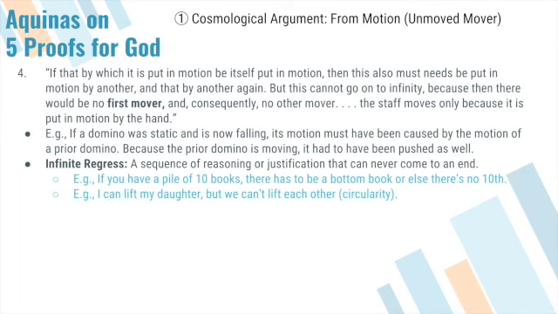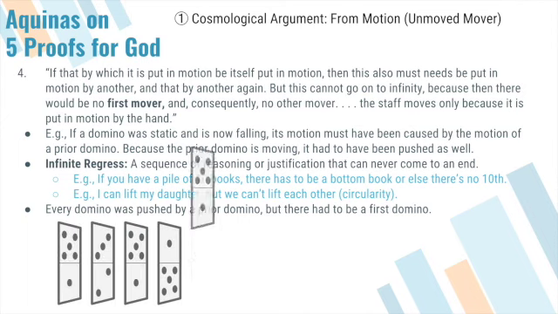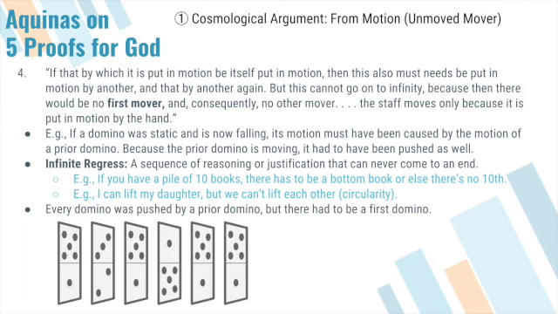Here is an example of how infinite regress can lead to a sort of circularity. I can lift my daughter, but we can't lift each other, right? There has to be a ground that one of us is standing on. Every domino was pushed by a prior domino, but there had to be a first domino. Let's have some dominoes here, and they're not moving, right? What's going to cause them to move? Well, they don't move themselves. Something prior, something else has to put them in motion.